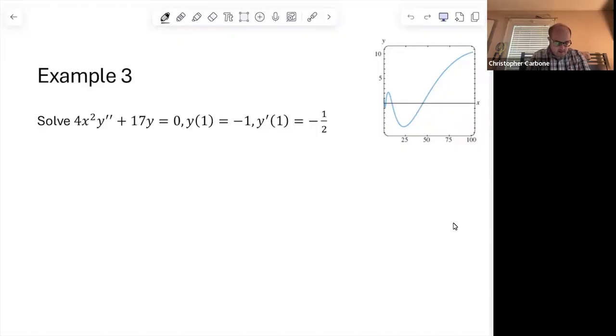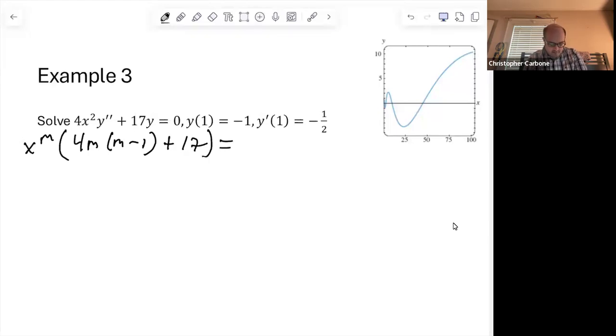Actually, let me write it this way. As we have seen with these other examples, we could factor in x to the m power. But substituting this in and forming our equation, we get 4m times m minus 1 plus 17. And this is supposed to be equal to 0. But we could simplify the inside a bit.